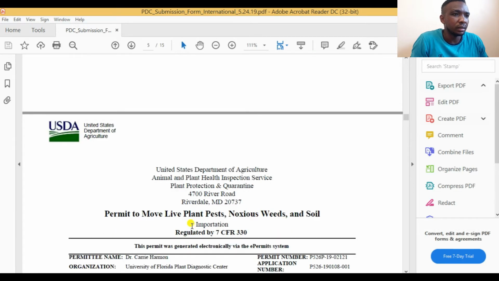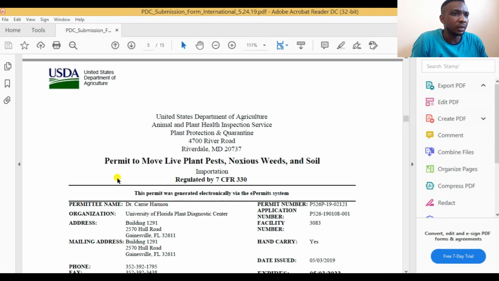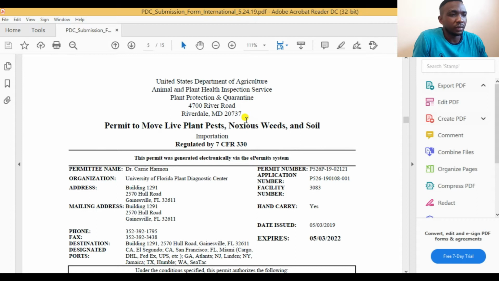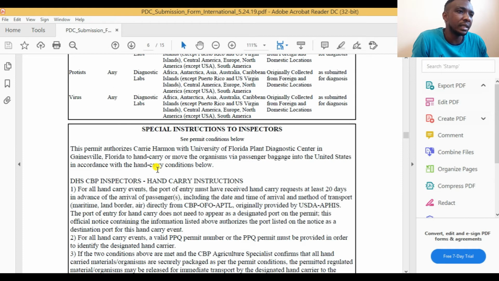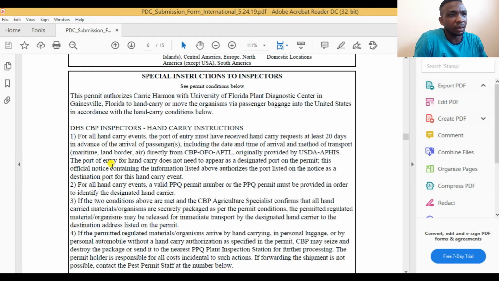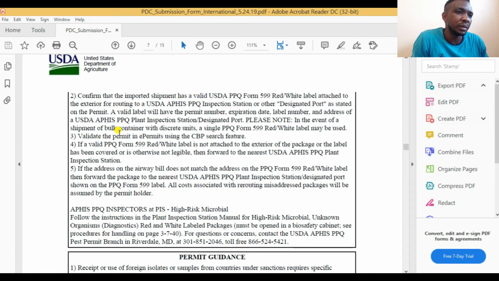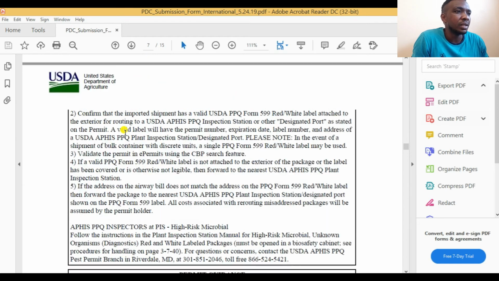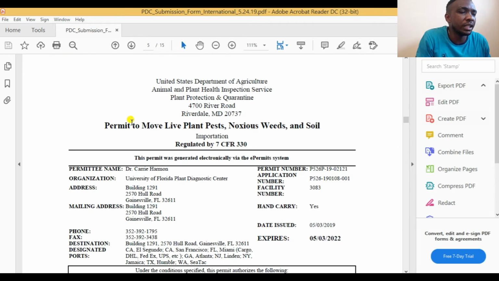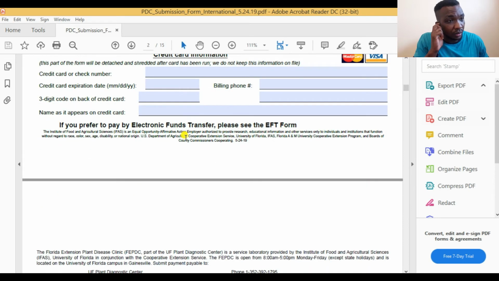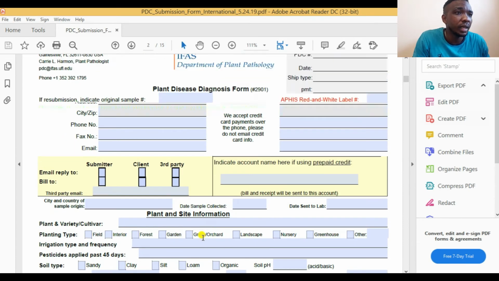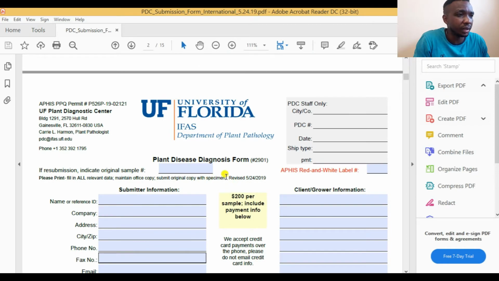As we go along, right here now, this is the permit section. This is the permit for the sample that you are submitting. So of course you need a permit to submit the sample. So it covers all of that. This is basically the permit that will allow your sample to pass through, right? So I showed you the permit, and I showed you how much it costs, and the submission form, which is important.